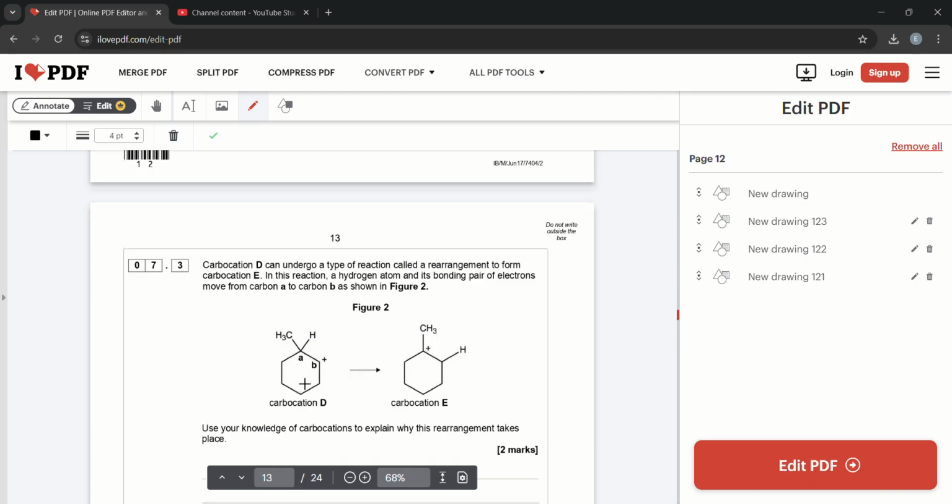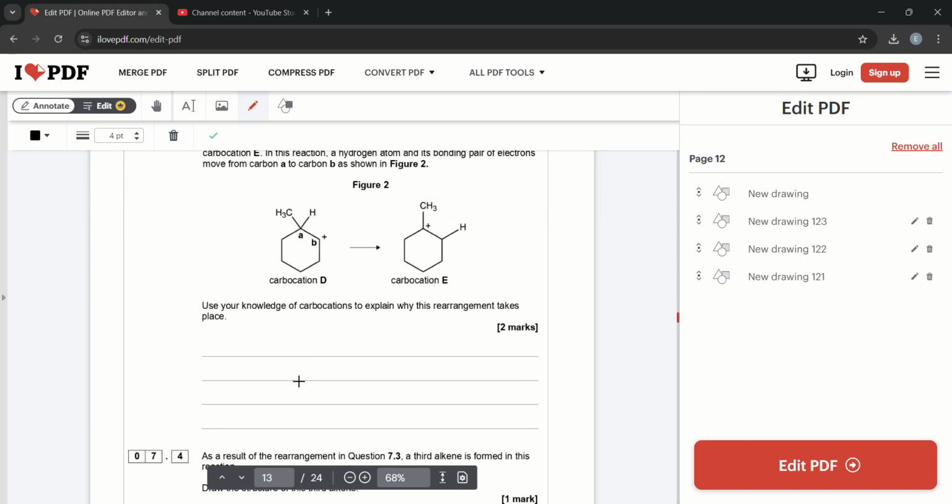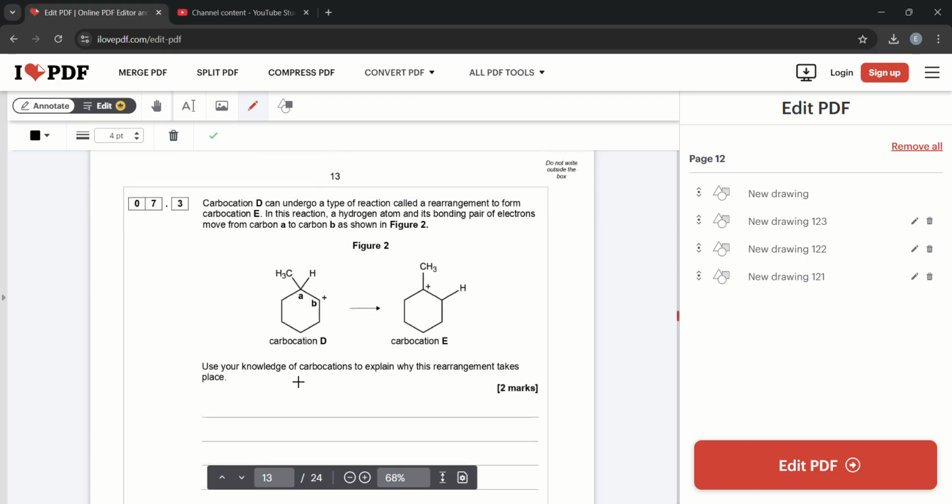Carbocation D can undergo a type of reaction called a rearrangement to form carbocation E. In this reaction, a hydrogen atom has bonding pairs of electrons move from carbon A to carbon B, as shown in figure 2. Using the knowledge of carbocation, explain how this rearrangement happens.